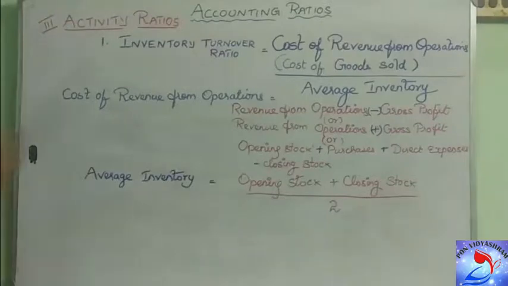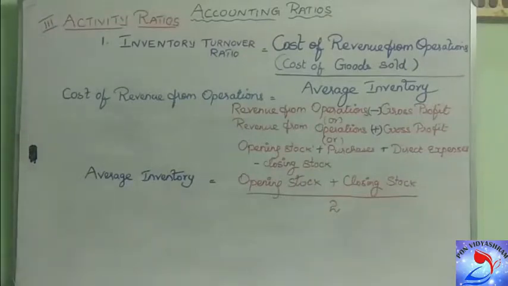The third type of ratio is the activity ratio. Activity ratio, also termed as performance or turnover ratio, measures how well the resources of the organization can be utilized. So, this ratio measures the effectiveness with which an enterprise uses its available resources. The ratios are mainly calculated on the basis of cost of revenue from operation, that is cost of goods sold, or revenue from operation, that is net sale.